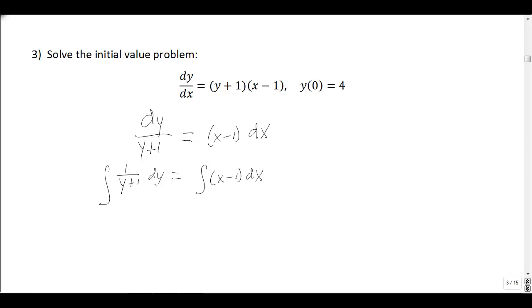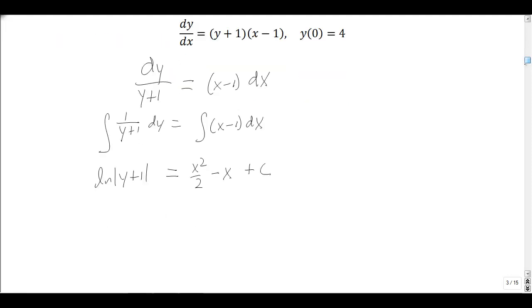So the antiderivative of 1 over y plus 1, I could do u equals y plus 1, is natural log absolute value y plus 1. The antiderivative of x minus 1 is x squared over 2 minus x. And then I need a plus c, it can be on the left or right, it doesn't matter. I guess you could do both, but then if you subtracted them, you just get one constant here. So there's our equation so far. And now I'm going to use this y of 0 equals 4. So y is 4, x is 0. I'm going to use that to solve for c.